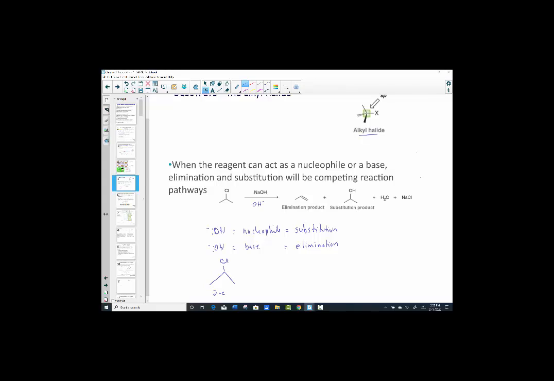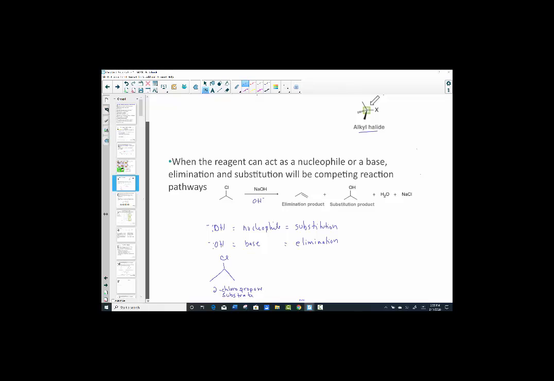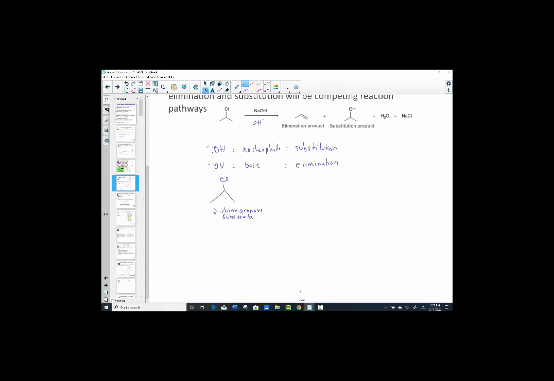We have 2-chloropropane. And notice this is now called my substrate. This is what we're referring to as our substrate. It's the alkyl halide, right? And so then the nucleophile, if indeed the hydroxide is going to act as a nucleophile, it may sit on top of the arrow, or it could be written as a reactant, either on the arrow or as a reactant.